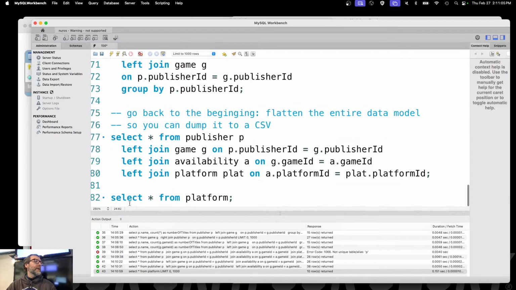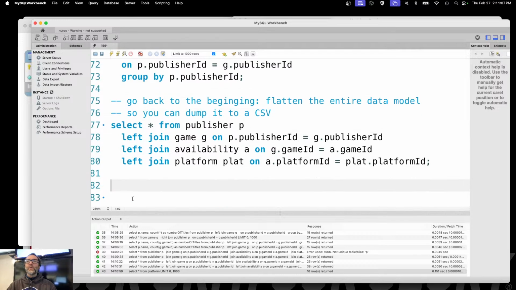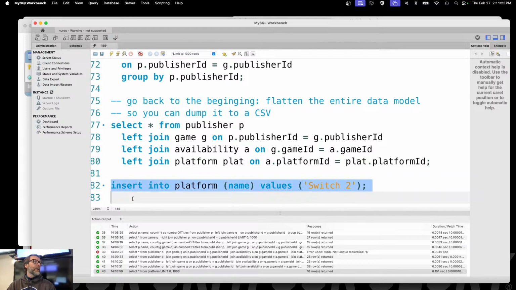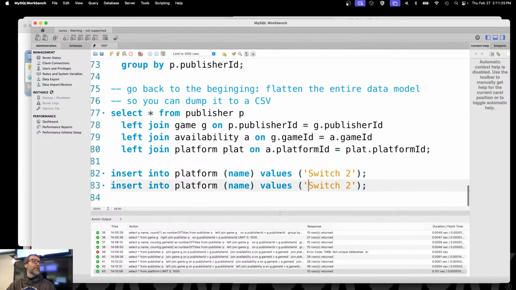All right, so let's go ahead and add one because this is a rather old list. Let's go ahead and insert into platform, name, values, Switch. That's coming out soon. There we go. And also maybe, I don't know, an Index.